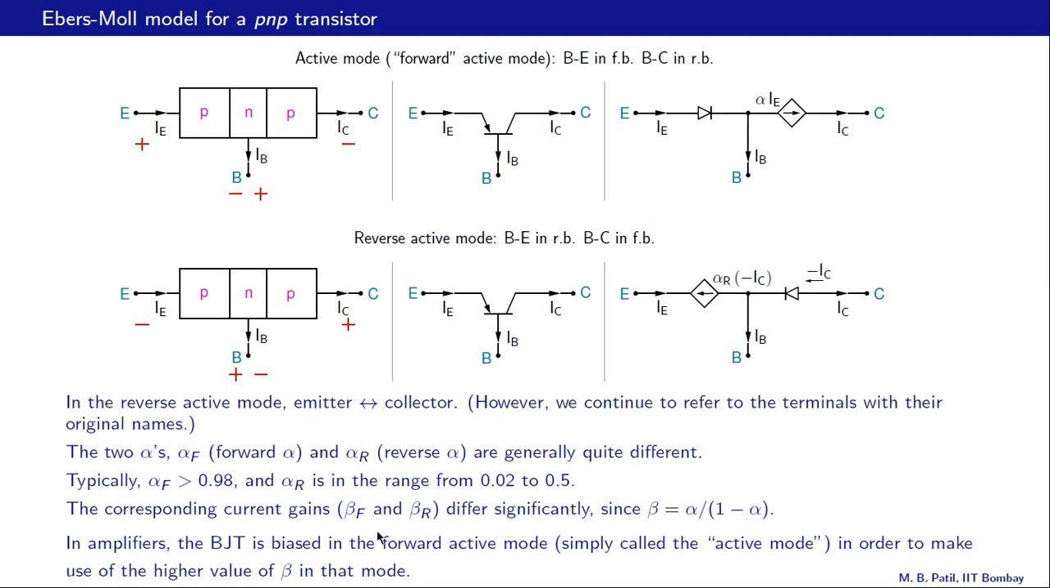We don't often mention this word forward, and that is done because we want to make use of the higher value of beta in the forward active mode. So to summarize, the transistor is capable of operating in the reverse active mode, but in most applications we don't operate the transistor in that mode because the alpha R value is poor and therefore the beta R value is poor, and therefore the performance of the circuit if the BJT operates in the reverse active mode would be very poor.